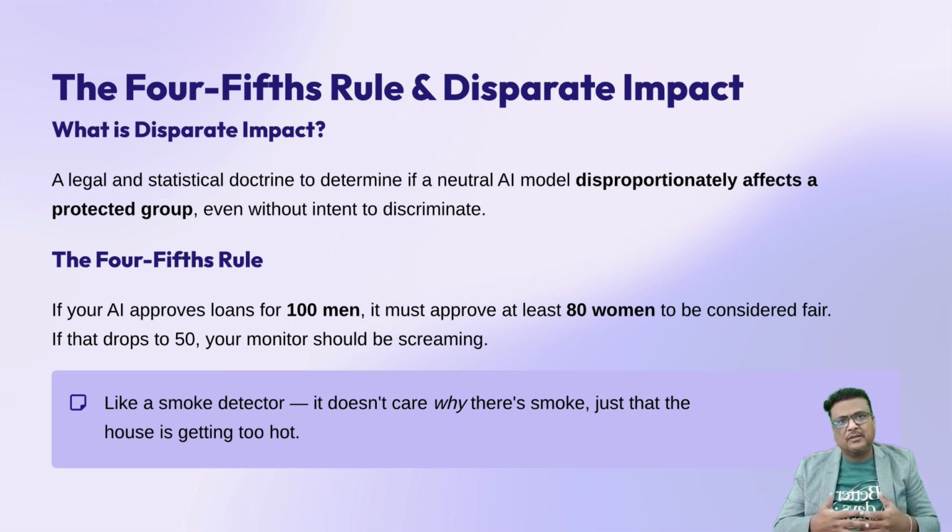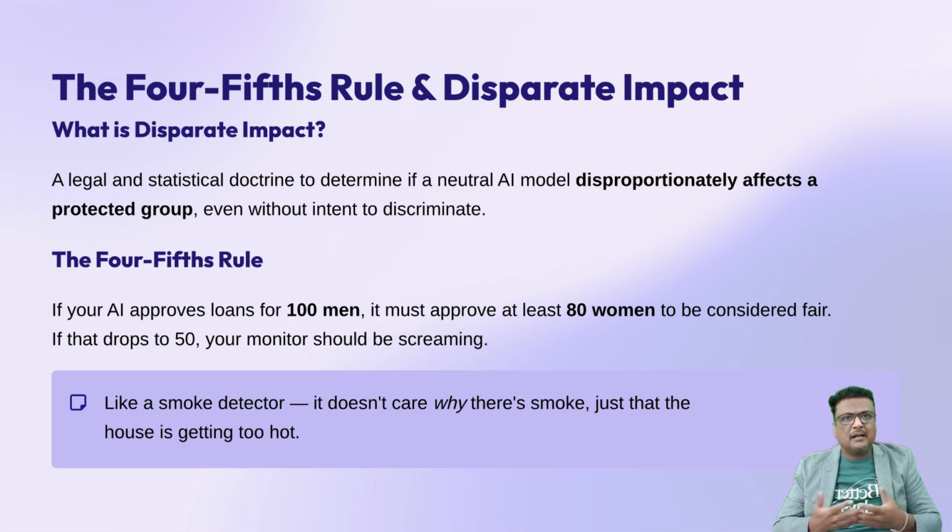Stay with me here because the math is simpler than it sounds. If your AI is approving loans for 100 men, it needs to be approving them for at least 80 women to be considered fair by this standard. If that number drops to 50, your real-time monitor should be screaming at you. It's like a smoke detector for discrimination. It doesn't care why there is smoke, it just tells you that the house is getting too hot.